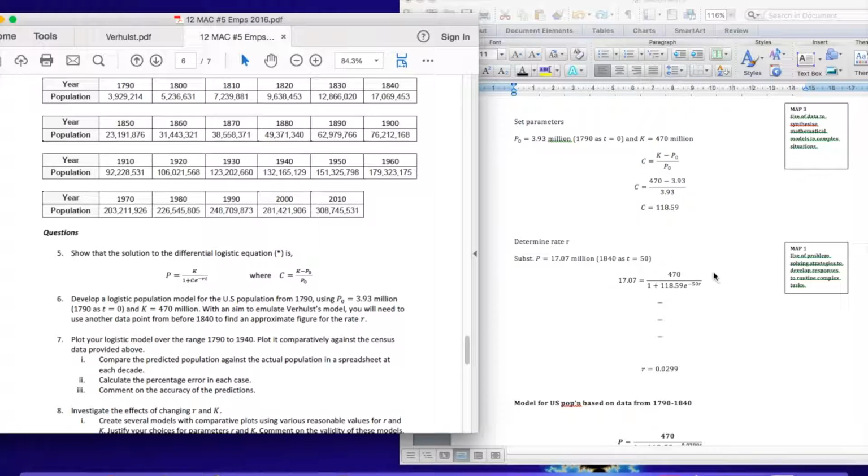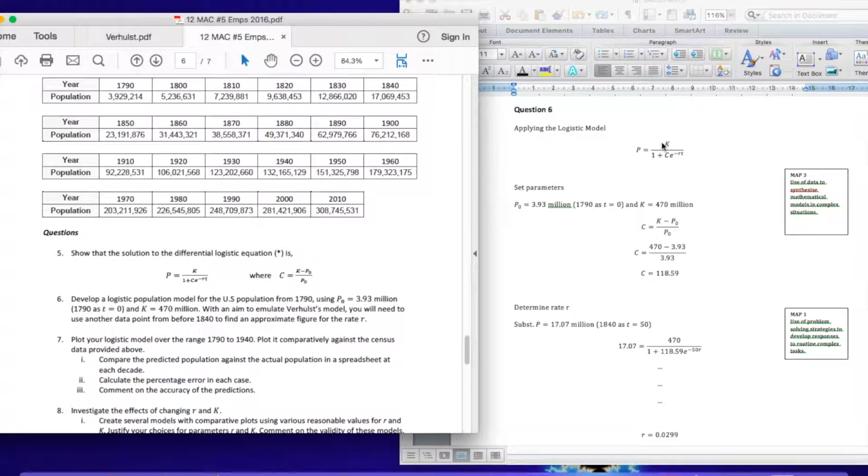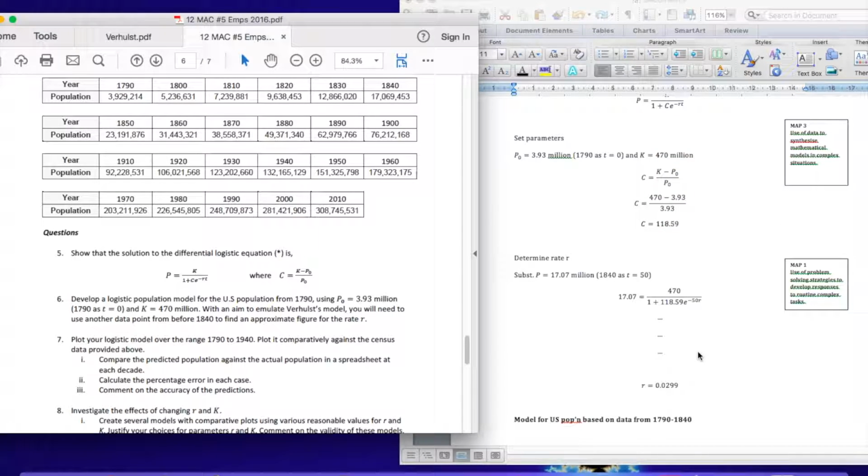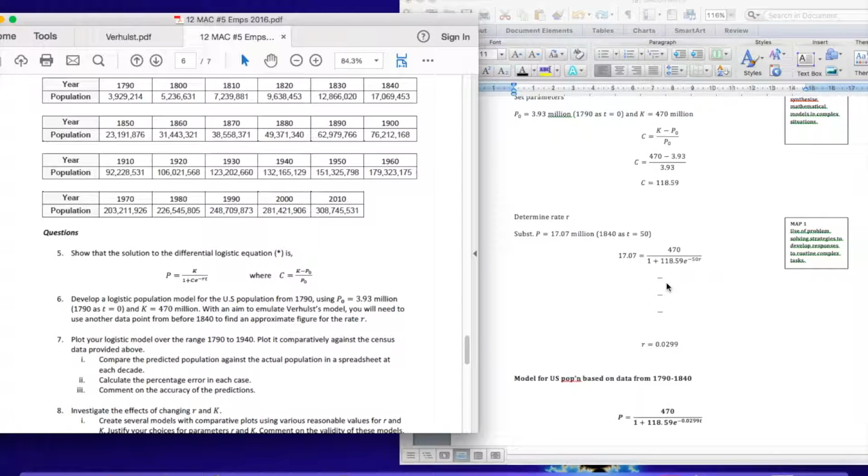So putting those numbers in, this is the model here. We substitute in for P, for K, for C, and for T. The only unknown now is R. So now it's a case of rearranging this and solving for R. There's a few steps involved there. I'm not going to go through them right now. This is something you should be able to do.